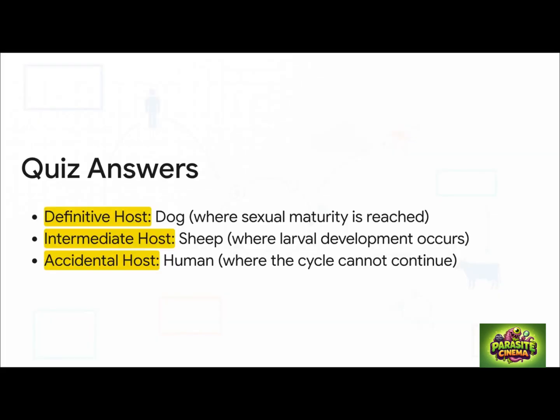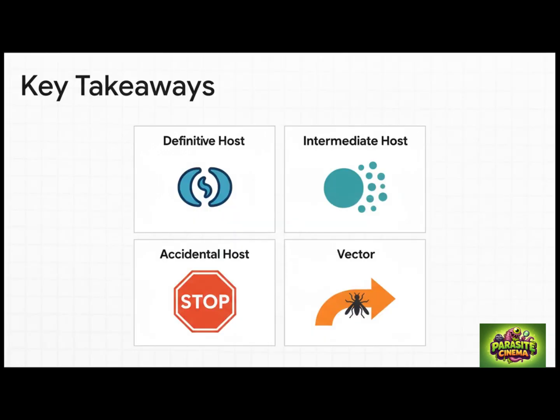Let's break it down. The definitive host is the dog. Why? Because that's where the parasite becomes a sexually mature adult. The intermediate host is the sheep, because that's where the larvae develop. And the accidental host? That's the human, because the parasite can't develop further. It's a dead end. See? The system works. So let's lock this in for good.